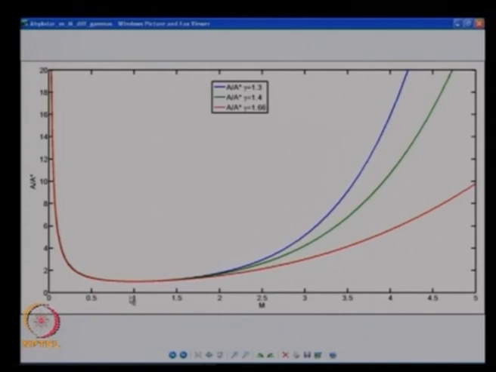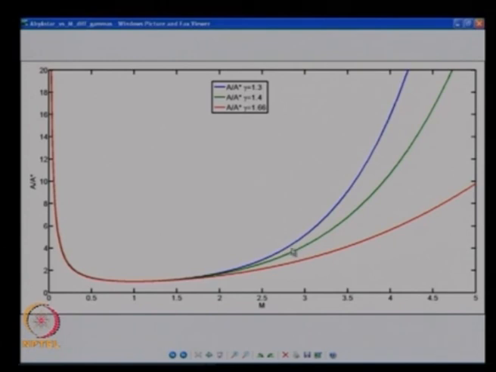If I look at A by A star as a function of Mach number, this is what we derived just now. What we will see here is that A by A star looks like a U-shaped curve with minimum at M equal to 1. At M equal to 1, A equals A star, so A by A star is 1. And what we are mainly going to note from this is, for a given A by A star, there is a subsonic solution and a supersonic solution.